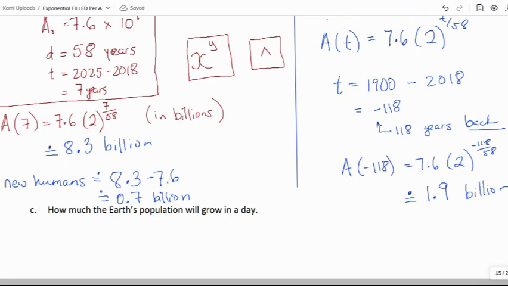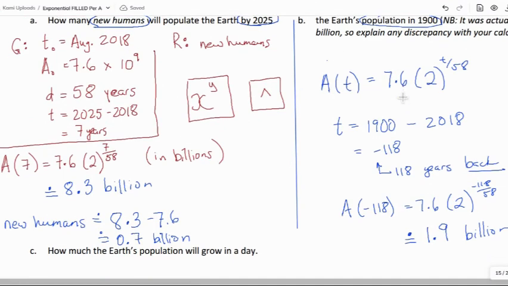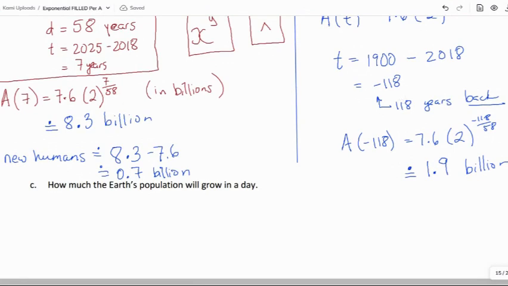The actual number. Now, if we go up to the note, it says nota bene, NB. It was actually 1.65 billion. So explain any discrepancy in your calculations. So it was actually 1.65. So what could have caused a difference? No, it's not rounding. Ryan? Human factors like war, disease. Yeah. Like just random human death? Just anything out of what the expected is.